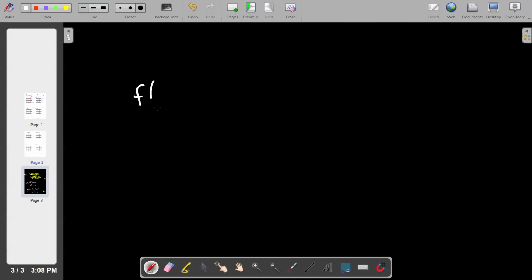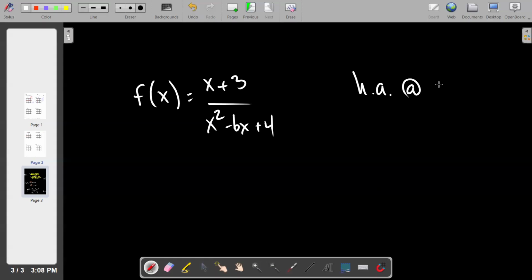So if the function is f of x equals x plus 3 over x squared minus 6x plus 4, and the function stops here, you can say, take it to the bank, the horizontal asymptote is at 0. However, back to the purple box, if there's a number at the end, like +2, what does that do? It shifts the horizontal asymptote.